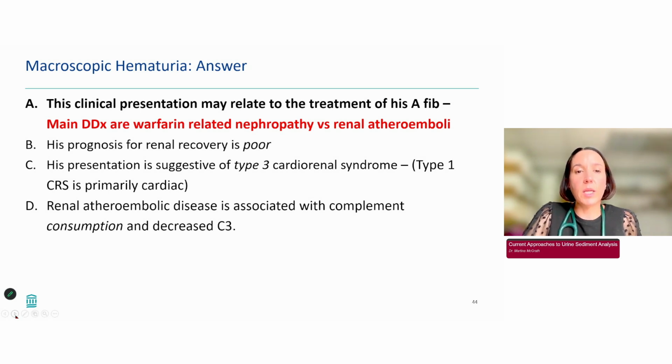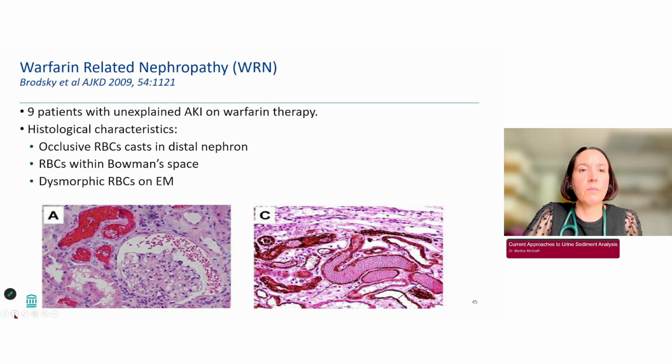If we talk about the cardiorenal syndromes, this would be more a type 3 cardiorenal syndrome where it's an AKI affecting the heart rather than type 1 where it's primarily cardiac. Renal atheroembolic disease can be associated with complement consumption and can sometimes present with decreased C3 rather than an elevated C3 as we put in the scenario.